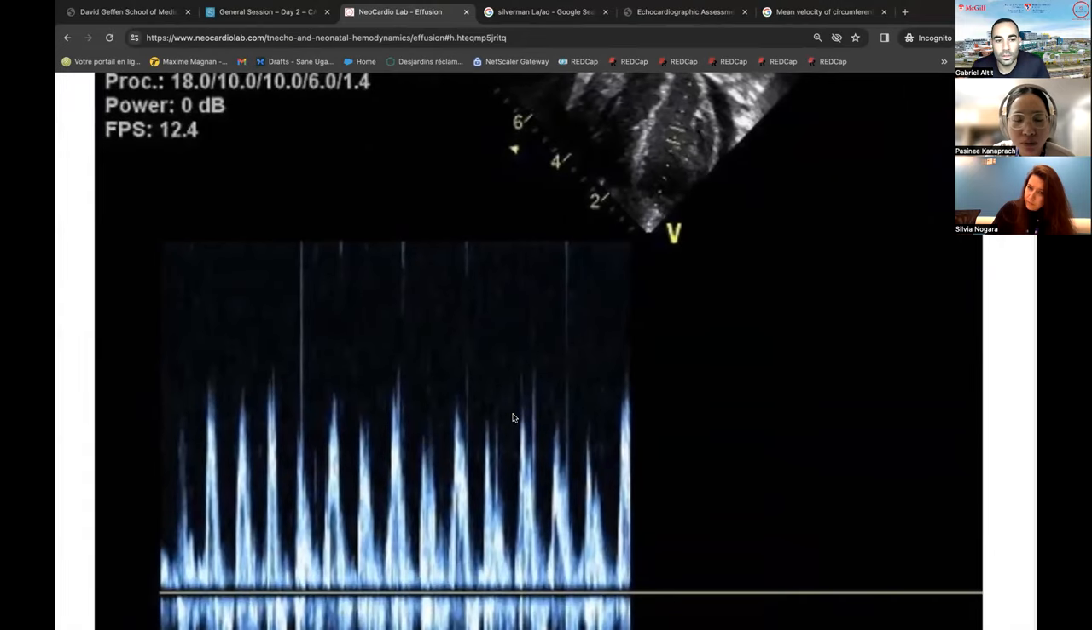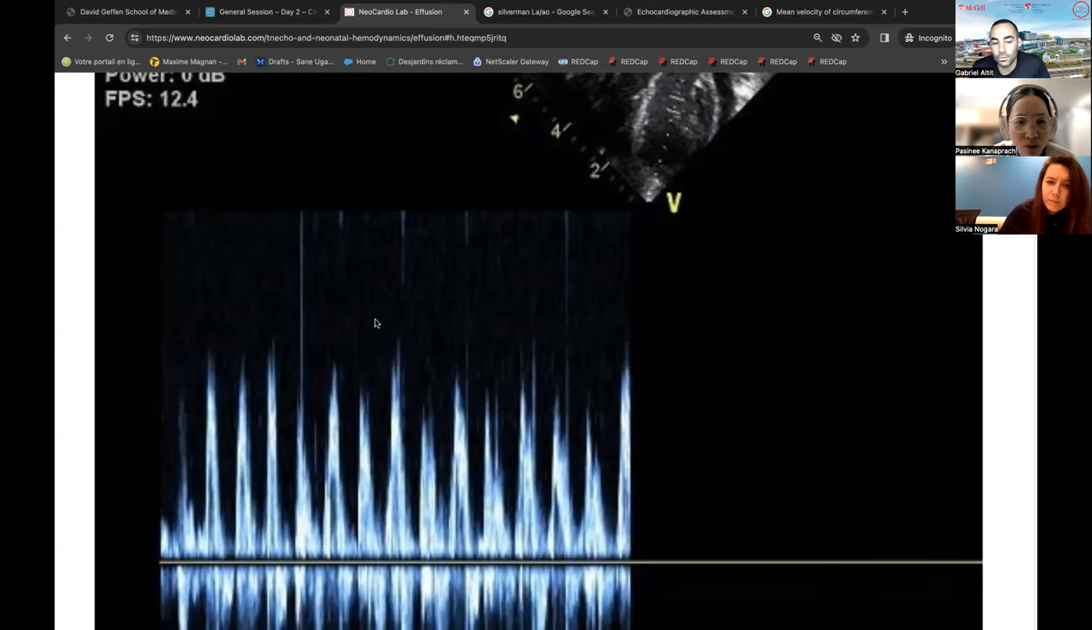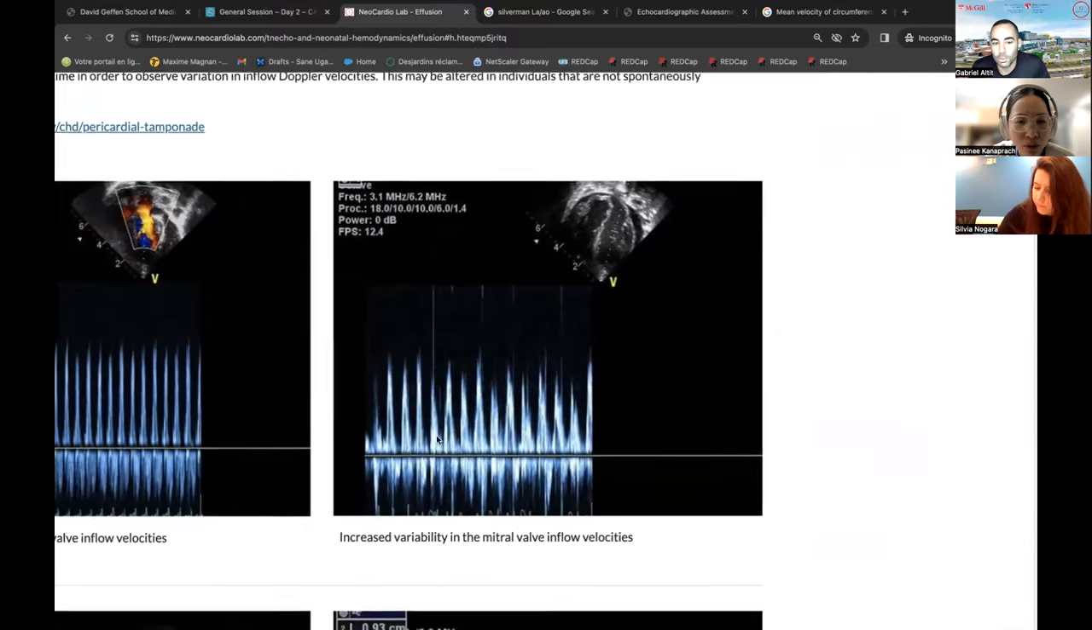But what you would do is take the height. So here you can see there's an E and there's an A. There's an E and there's an A. So you would pick the highest point and you would pick the lowest point and you would do the fraction of that. So let's say this is 100, this is 40. 100 minus 40 gives you 60. 60 divided by 100 is 60%. So clearly there's a difference of 60%. It's more than 40. So that's abnormal.